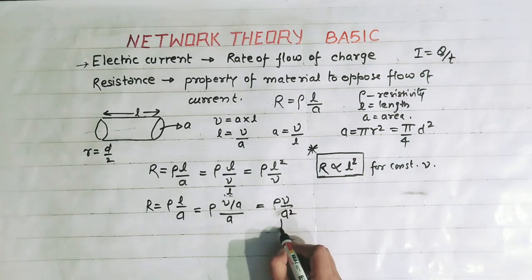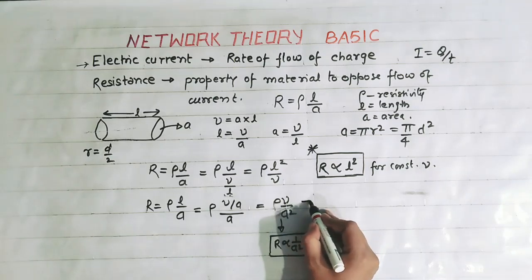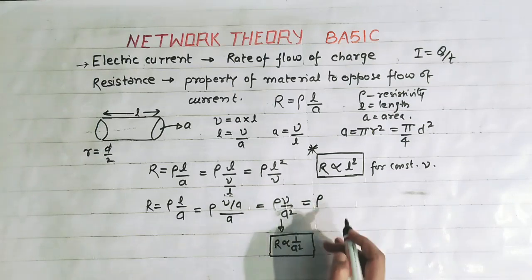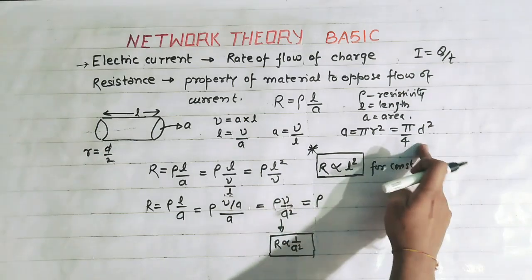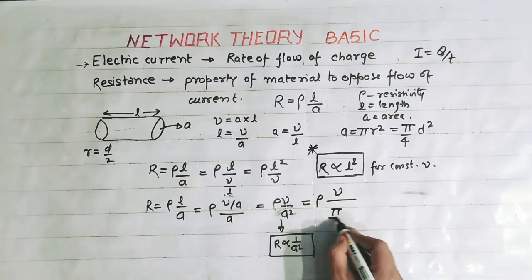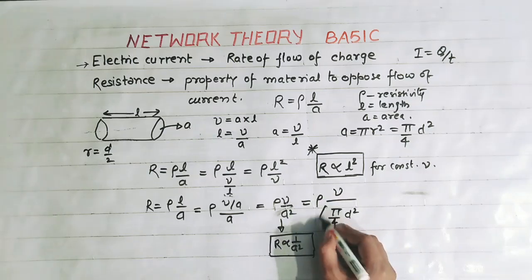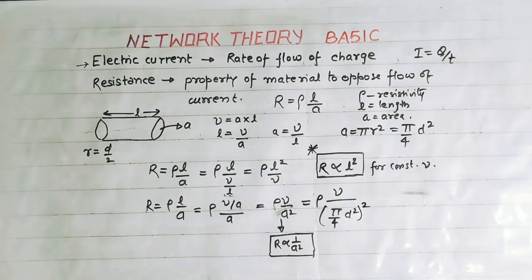So, second relation: R is directly proportional to 1 by A square for constant volume. For constant volume, resistance is inversely proportional to the square of area. Now move forward. If we replace this area, suppose this area is equal to pi by 4 d square, so we can write rho v by pi by 4 d square, whole square of this, because we replace the area by pi by 4 d square. Okay, you understand this?